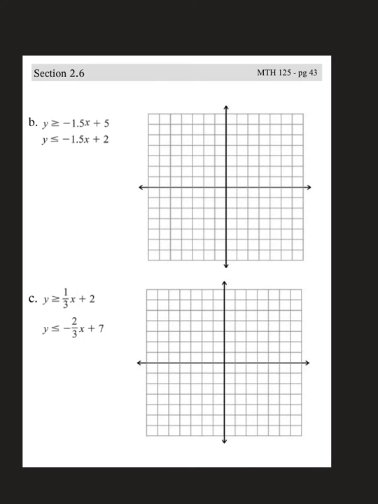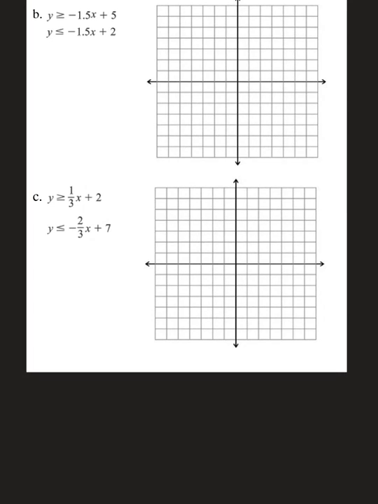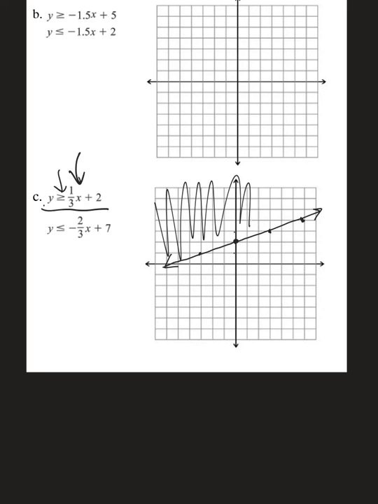Okay, so here we are at this page. I want to look at C. These are in slope-intercept form. I'm going to just graph this first one by going up 2 units and making my y-intercept. Rise 1, run 3. Solid line. Why is it a solid line, you ask? It's because it has an equal symbol. This is y is greater than, so I'm going to shade up.